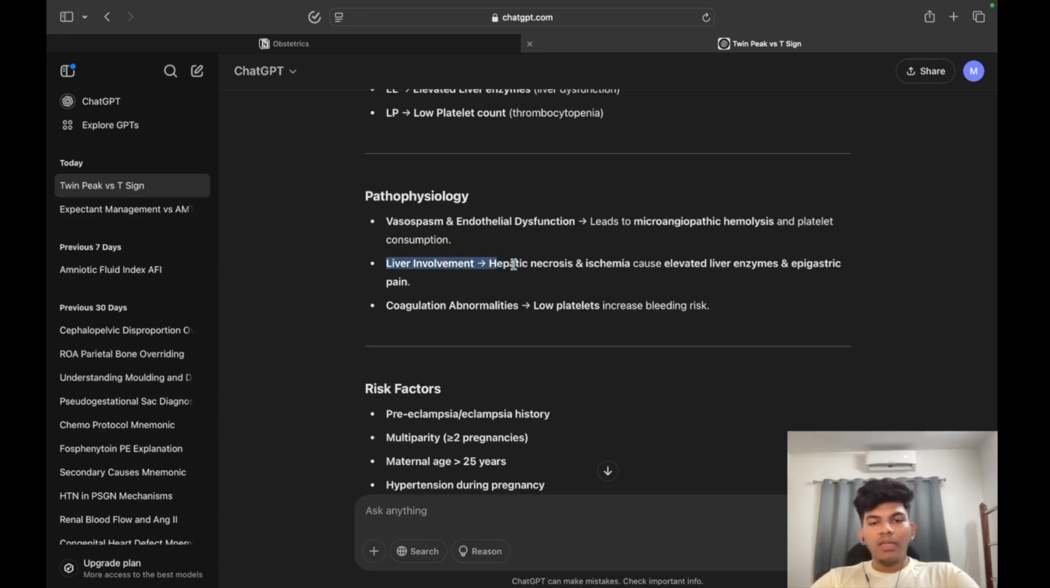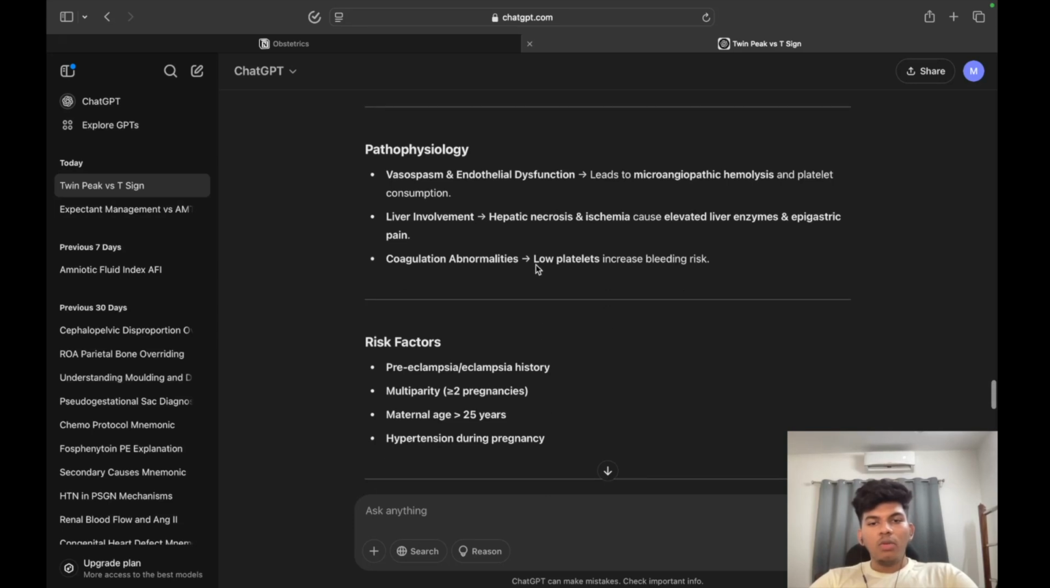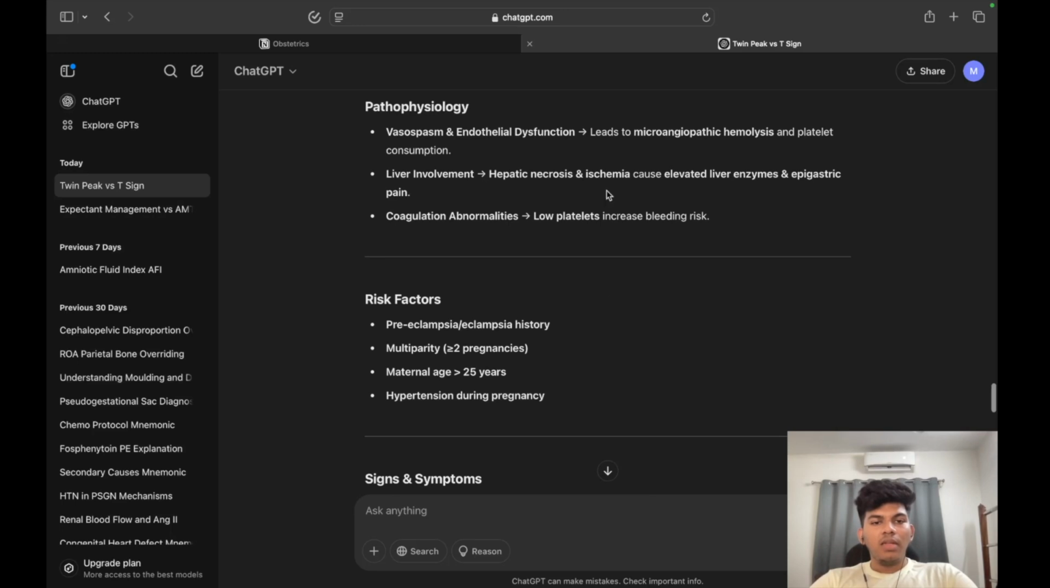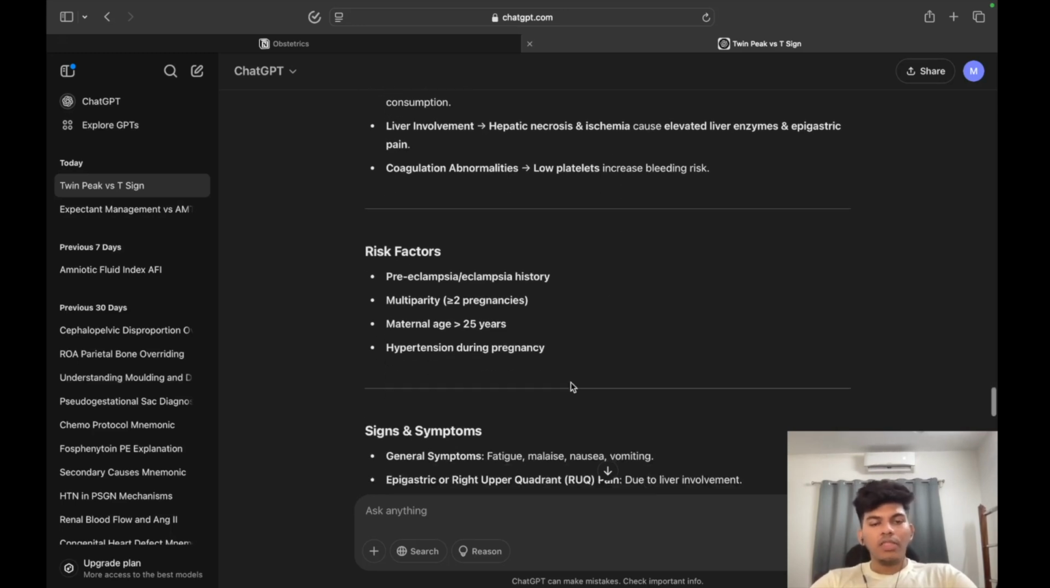Liver involvement, hepatic necrosis and ischemia cause elevated liver enzymes and epigastric pain. So, if the liver is involved, that happens. Coagulation abnormalities: low platelets increase the bleeding risk. So, you can imagine, as I mentioned, like DIC, a coagulopathy kind of state.